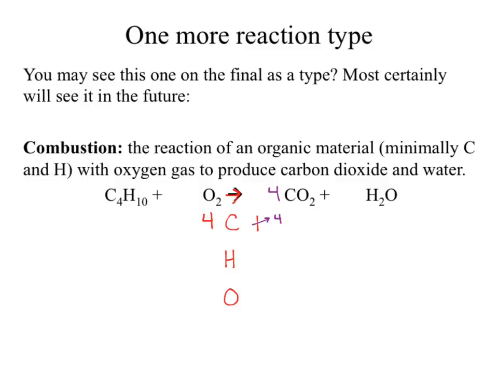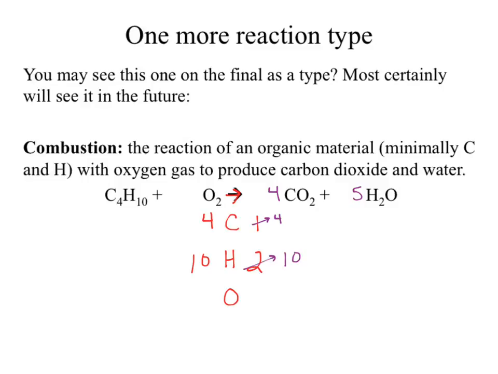How many hydrogens on the right side of the equation? 2. How do I make that 2 into a 10? 5, because 5 times 2 equals 10. I need to change the coefficient to a 5 in front, and I now have 10 hydrogens.